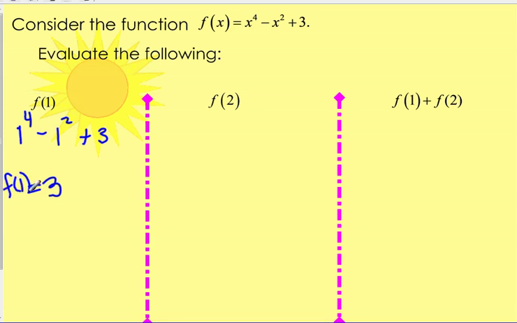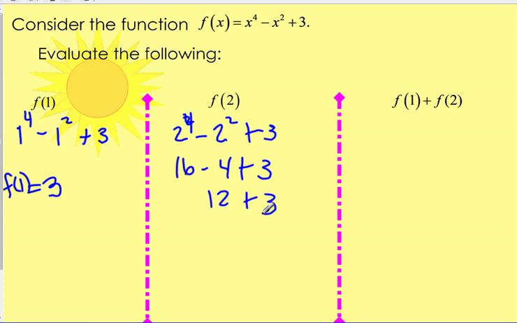We're going to do the same thing here for f of 2. So we're going to plug 2 in everywhere we see an x, and we're going to solve. That should be to the fourth. So 2 to the fourth is 16 minus 4 plus 3, or 12 plus 3, or 15 is going to be our f of 2.